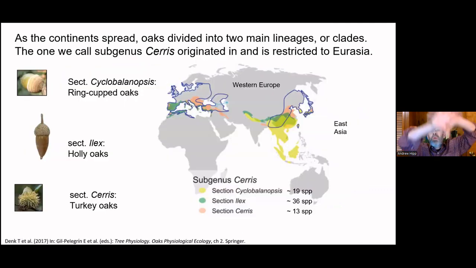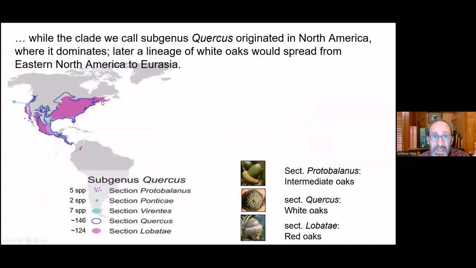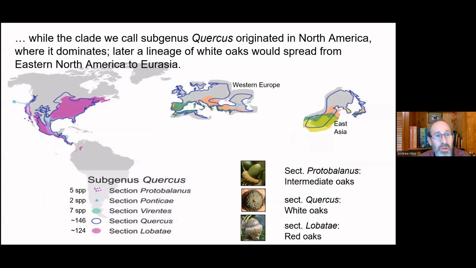And the reason for that is when you look at the oak phylogeny, the evolutionary history of oaks, you find two main lineages. One of them is called subgenus Cerris. It is limited to Western Europe and East Asia. And the other lineage, or clade, that we call Quercus, subgenus Quercus, includes the white oaks, the red oaks, the intermediate oaks, the southern live oaks. That's almost exclusive to North America. A lineage of white oaks did eventually spread from Eastern North America to Eurasia about 20 million years ago, but we'll come back to that story in just a second.